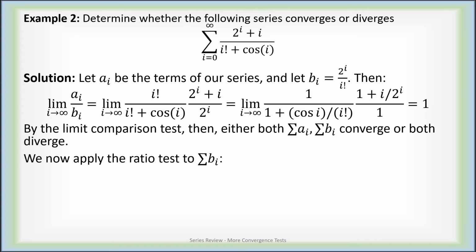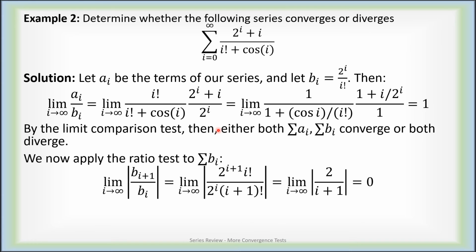We're going to apply the ratio test because we've got these factorials and exponentials in b_i. So we take the absolute value of b_{i+1} over b_i. Our numerator ends up with 2^(i+1) and i!, whereas our denominator gets 2^i and (i+1)!. Simplifying the fractions down, you'll end up exactly here. But 2^(i+1) over 2^i is just 2, and i! over (i+1)! is just i+1. So this ratio, b_{i+1} over b_i, is just 2 over i+1, and as i goes to infinity, that goes to 0.